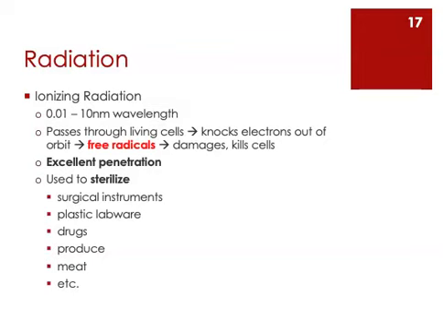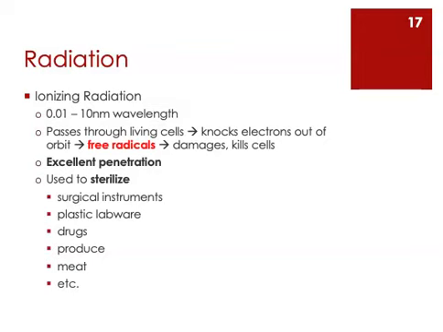So, ionizing radiation has its place in the control of microbial growth, but it is a much more dangerous form of radiation for the people who are using it, for the people that might be exposed to it. Unlike ultraviolet radiation, ionizing radiation has excellent penetration. So it could absolutely penetrate through layers of materials, whereas ultraviolet radiation cannot. Ionizing radiation is used to sterilize, not just disinfect.